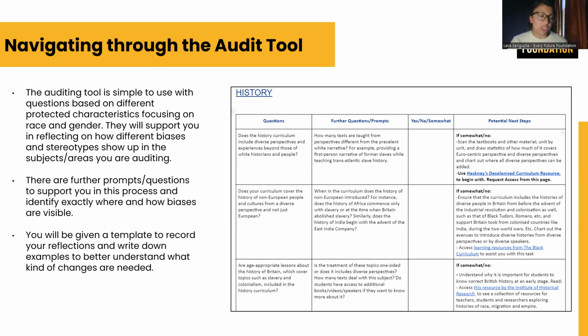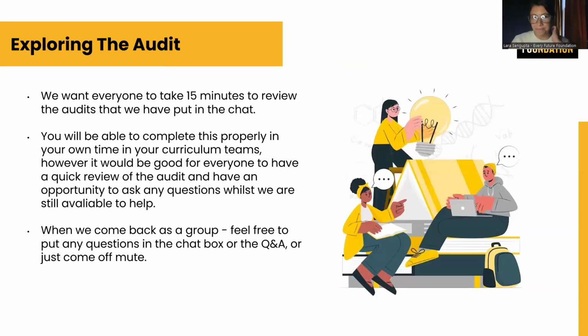So the auditing tool is simple to use. You've got questions based on different protected characteristics, but the first questions are going to be about assessments, classroom environment, pedagogy, and then you have your very specific questions that have to do with each subject. So you can see on the audit, you can just click on the link to your subject and you'll get subject specific questions.